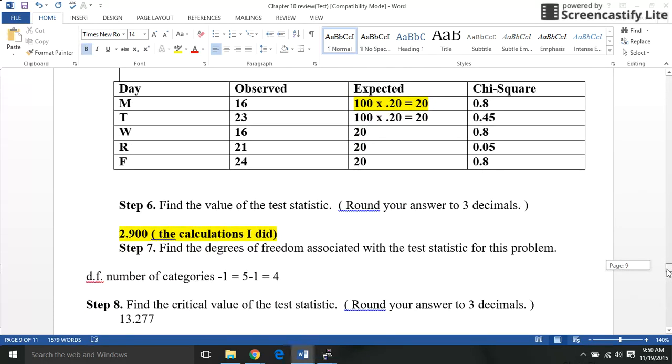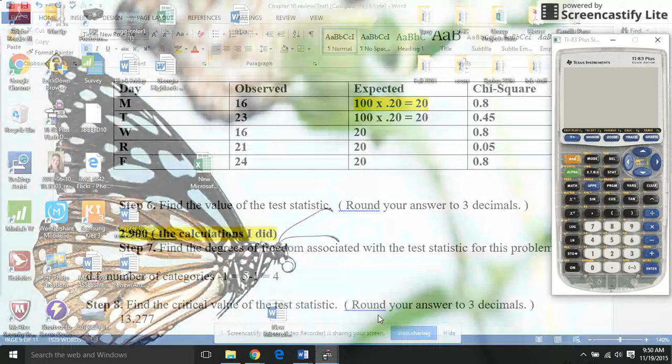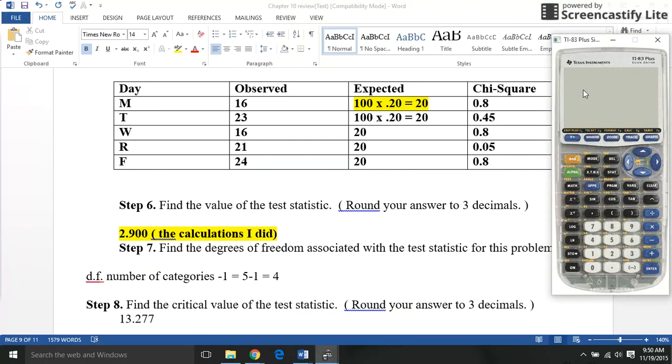The next step wants me to find the test statistic. If you have the calculator, you can put your observed and expected into your list set and it'll run it for you. But some of you don't, so I'm going to show you how to do it by hand. As you can see up here, for Monday I did 16 minus 20, which is the expected, squared it, and then divided by 20 to get 0.8. I recommend you do it in this format, using all the parentheses I did, to get the correct number. The TI calculators are very particular about the way you put stuff in.